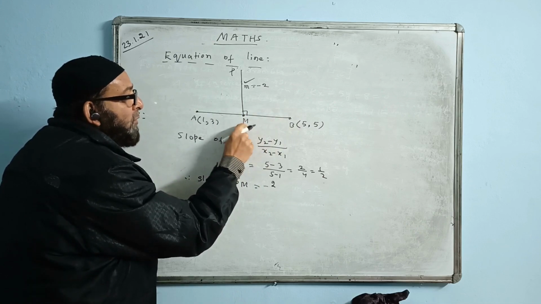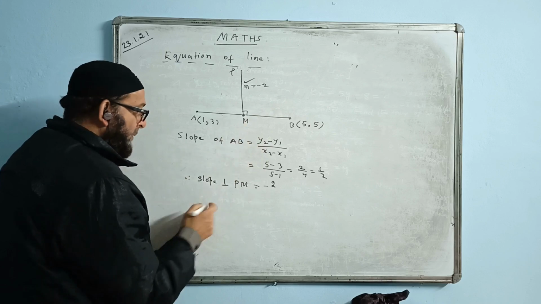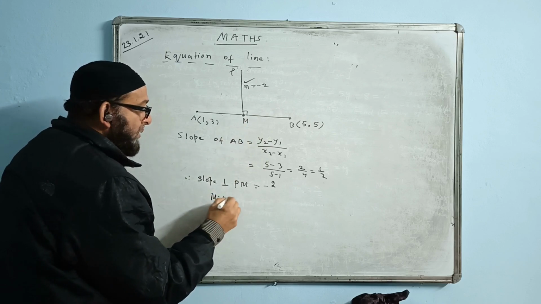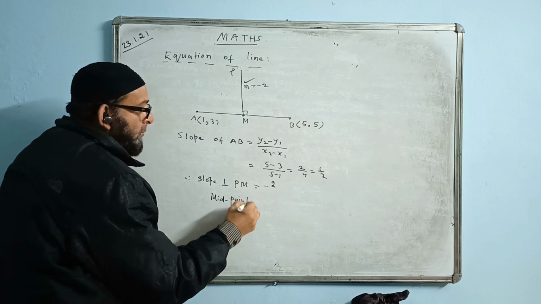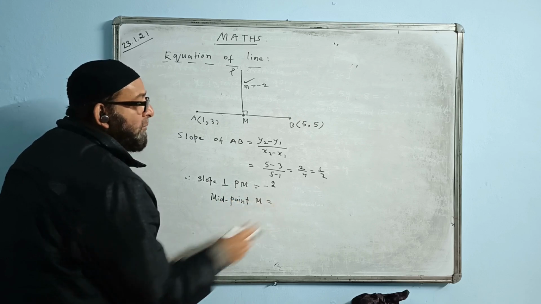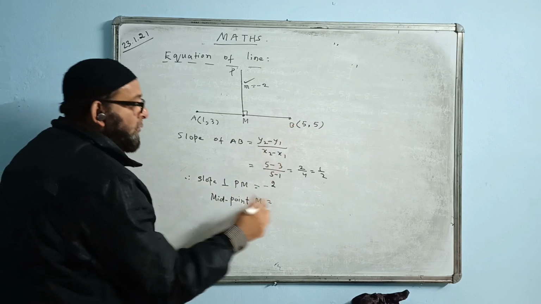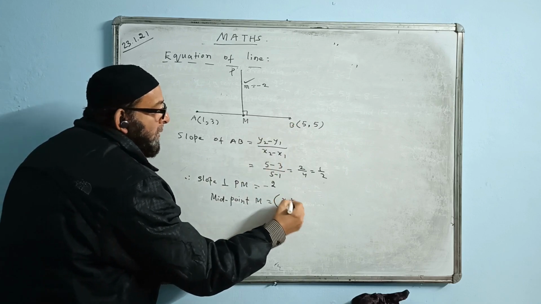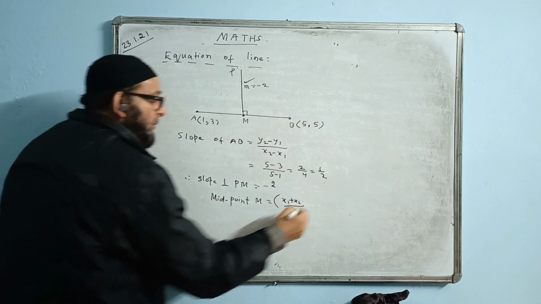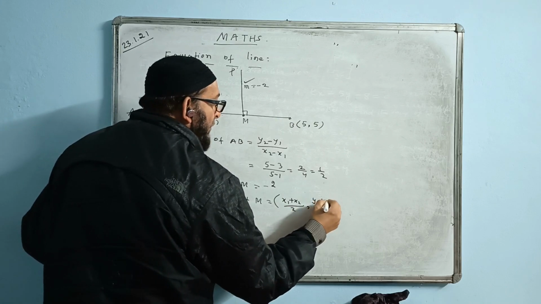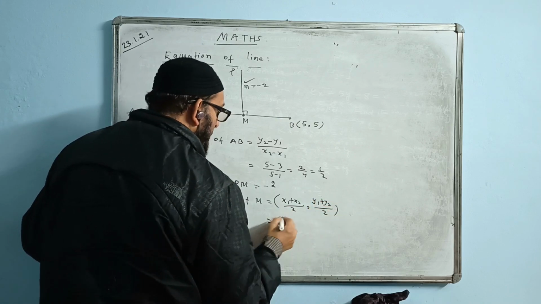We will apply the midpoint formula and find the coordinate of A. Right, midpoint, because bisector is mentioned, midpoint. Midpoint M. What is the formula of midpoint? You know (x1 plus x2) by 2. You can write in bracket only: (x1 plus x2) by 2, comma, (y1 plus y2) by 2.